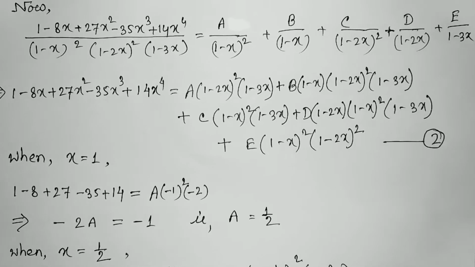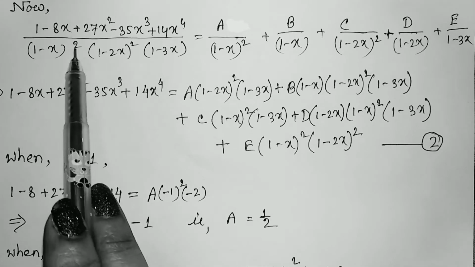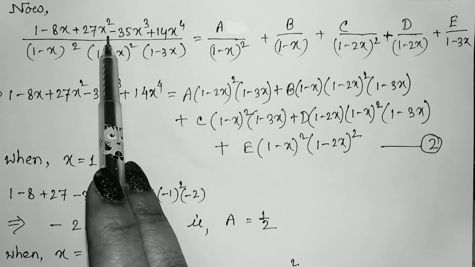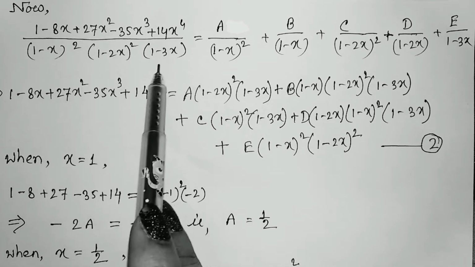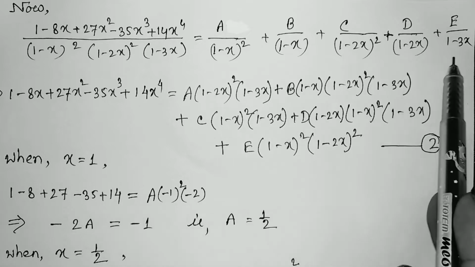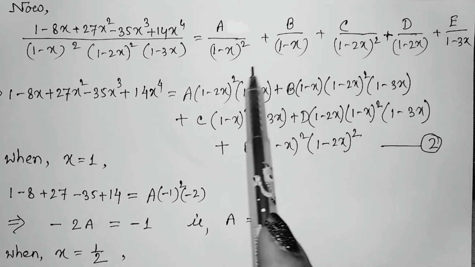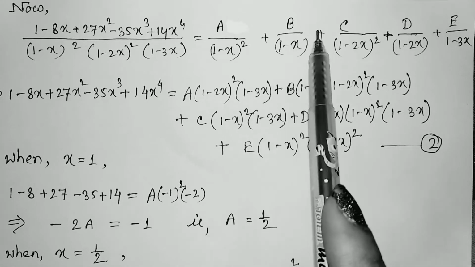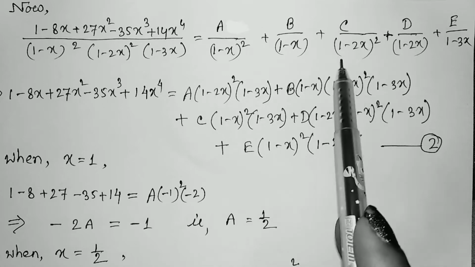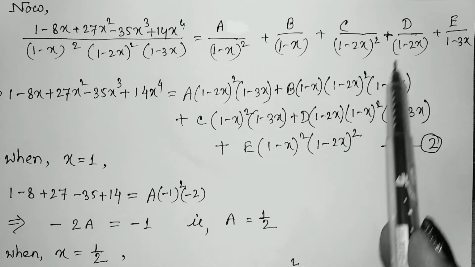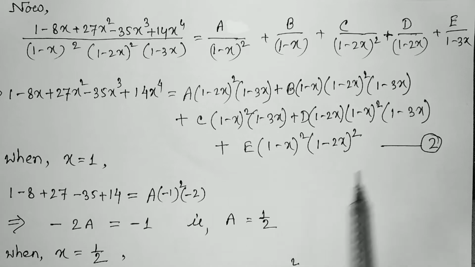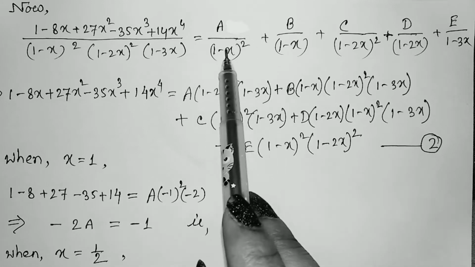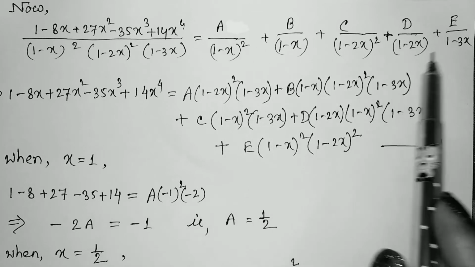So now this function (1 - 8x + 27x² - 35x³ + 17x⁴) divided by the denominator should be split into these 5 factors: A by (1 - x)², plus B by (1 - x), plus C by (1 - 2x) whole squared, plus D by (1 - 2x), plus E by (1 - 3x). Now from here we are supposed to find out the values of A, B, C, D and E.